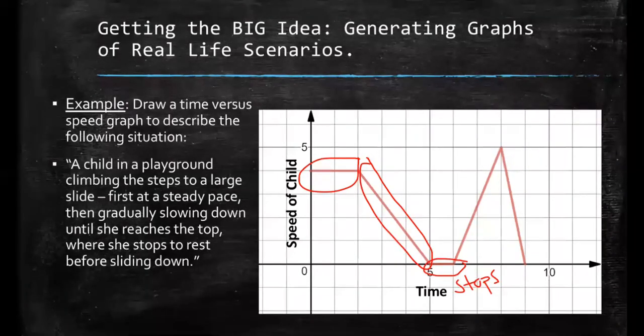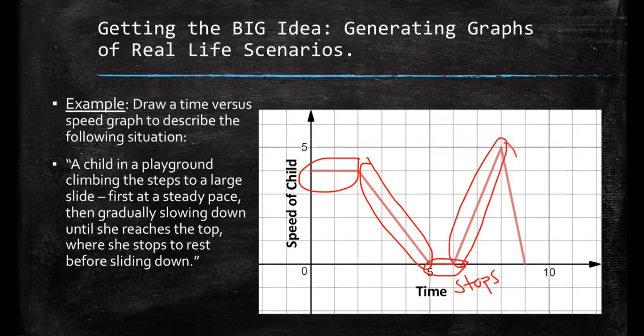Then she slides down. So what's happening here? Her speed is going to increase, and it should be increasing fairly rapidly, right? Because she's going down a slide. And it should also then decrease very rapidly because when you come to the end of a slide, you very quickly come to a rest, right? Your speed goes up as you go down the slide and very quickly comes all the way back down to zero where you stop at the bottom of the slide.